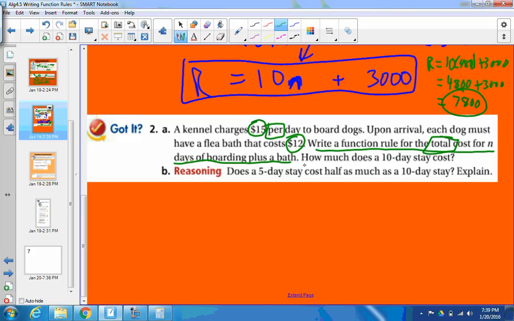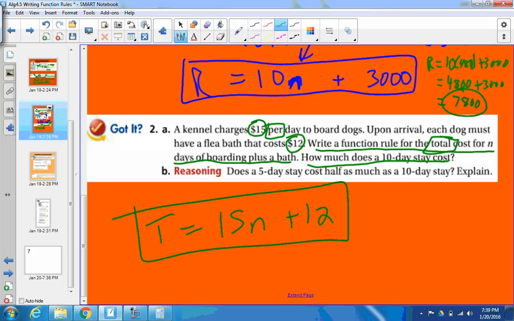And the second question is, how much does a 10-day stay cost? So let's put this together. $15 per day. So our total cost, we're going to say total cost is equal to 15 times n days, plus we have to pay $12 because a bath is required. So there's our function rule.